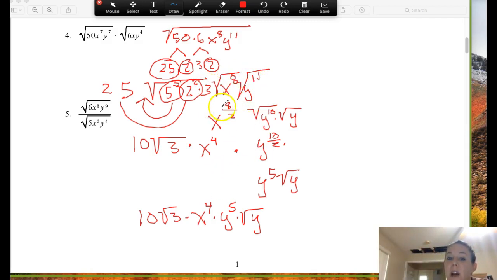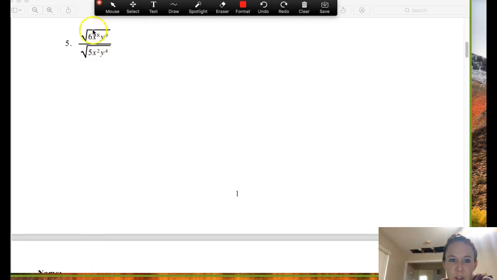It's the even, odd that's the problem, because when you square those odds, they have to stay positive. All right, now we're finished with this. Let's just reorder it and make it look nice. This is under a root and this is under a root. Let's put it all under one root. So we're going to go 10 x to the 4th, y to the 5th, times the square root of 3y. And you're finished. This one has a division right here.